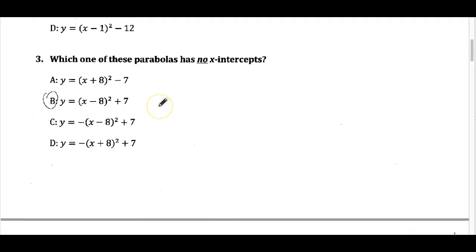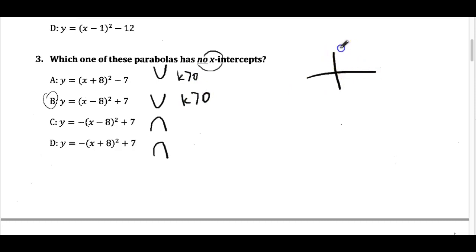Question 3. Which one of these parabolas has no x-intercept? Hopefully by now you can answer questions like this just by looking at your equations. You could also graph these on your calculators, but I'm not going to graph them because I think most of the questions on this test can be done easily without the calculator. First of all, you need to understand whether it's positive. This first one is positive, the next one is positive, this one is negative, and this one is negative.